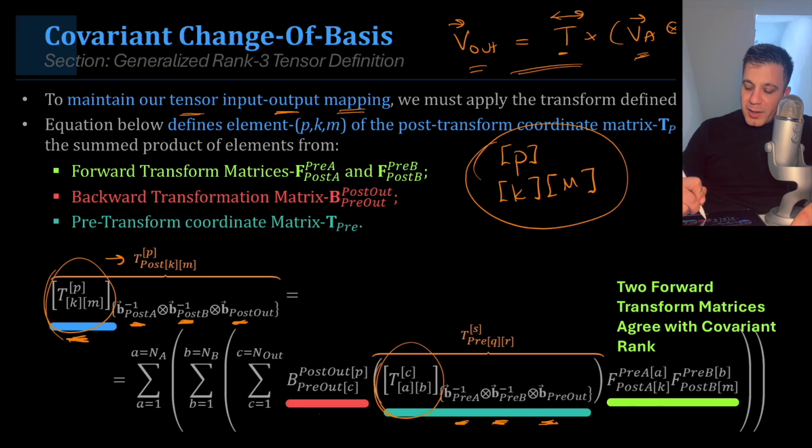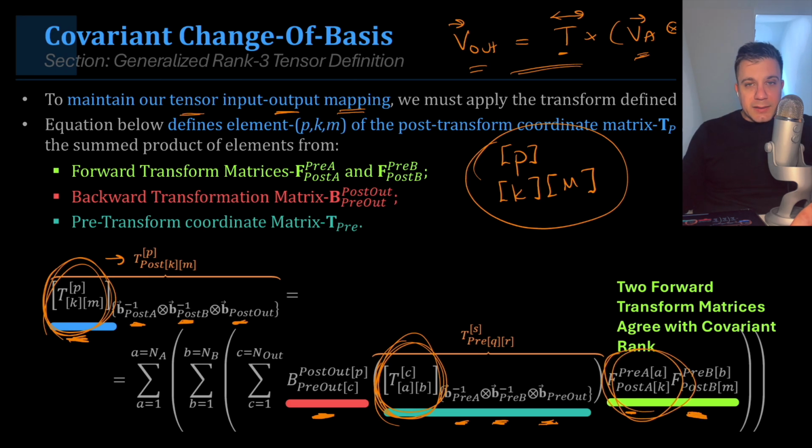And what we're doing is multiplying by a single element of the reverse or the backwards transform matrix associated with the output, as well as a single element of the forward transform matrices associated with the two inputs. And if we follow this equation, what it does is it updates all the elements of our coordinate matrix. So if we only manipulate the basis of a single input, like let's say we're only manipulating the basis of the first input, then this will be an identity matrix and this will be an identity matrix, and you only need to consider that element.